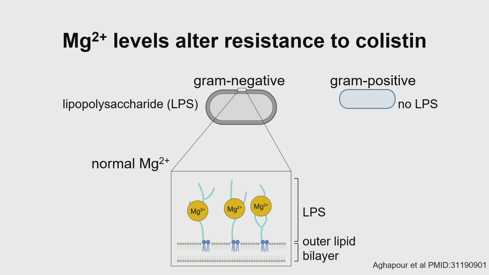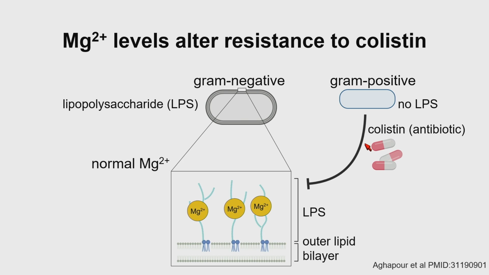For instance, a molecule produced by gram-positive bacteria, now known as colistin, can actually target the LPS bound by magnesium. So in the normal magnesium condition, magnesium will attach to the negatively charged LPS, therefore maintaining the membrane integrity. However, this structure, once bound, can be targeted by this drug.